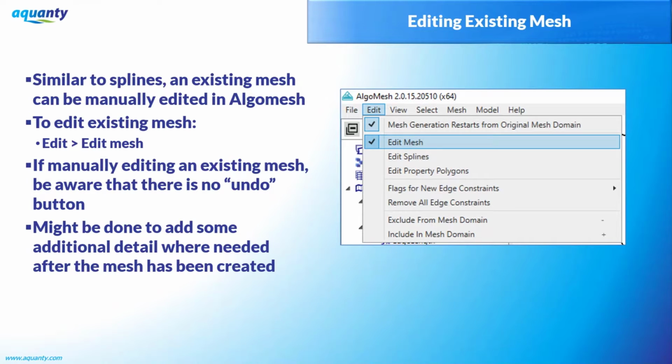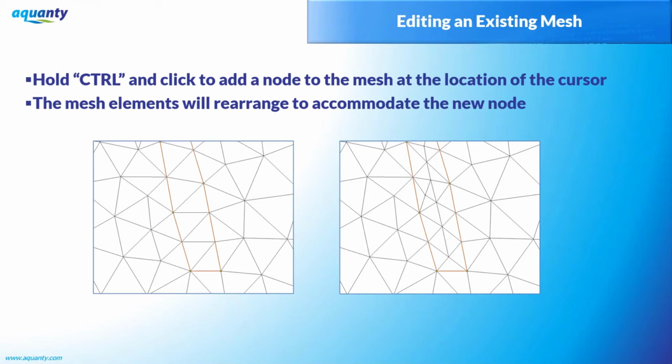You can just add some points exactly where you need them. So to enter editing mesh mode, it's the same thing. You go to the edit menu, make sure you're editing the mesh. Also save before you make any manual edits at this point. The controls here are pretty similar to the way that you'd be editing a spline. If you hold Control while clicking on a spot on your mesh, it would add a node wherever you have clicked, and then the mesh elements would rearrange themselves to accommodate each of those new nodes that you clicked to add.